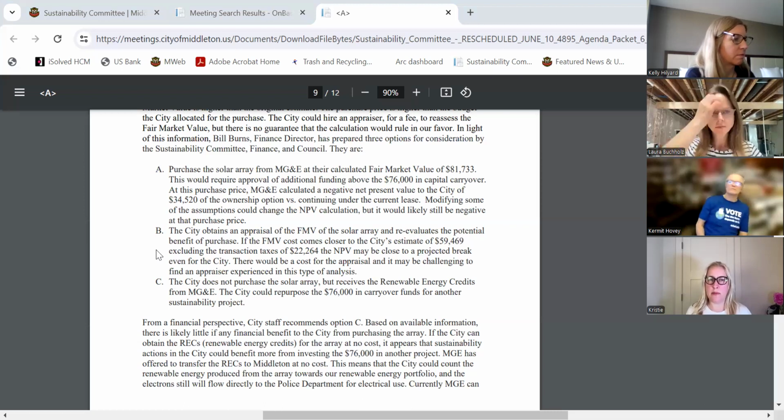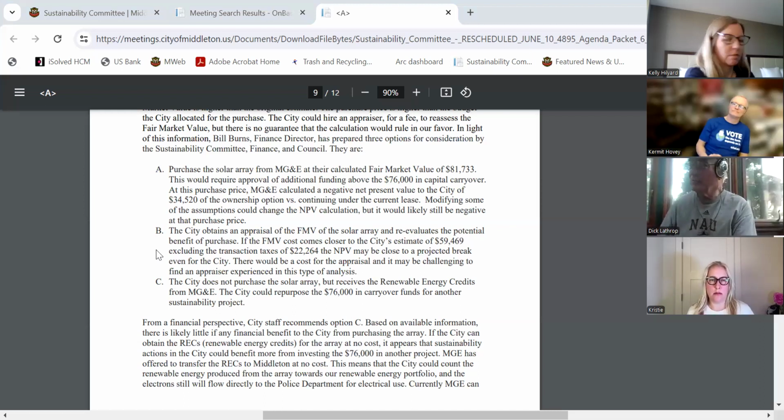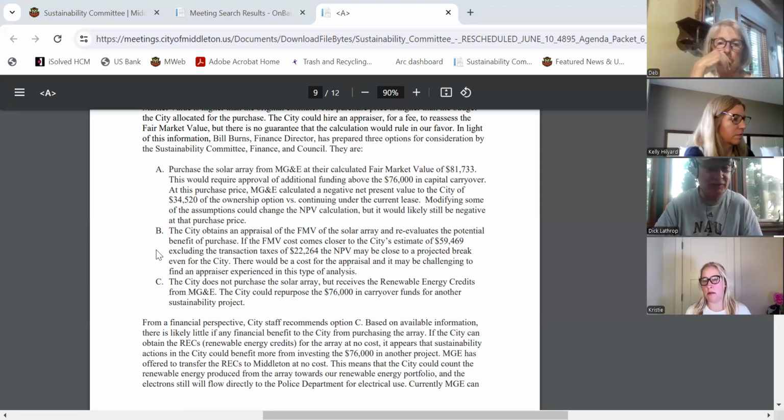Okay, Dick, anything we missed? Well, it's also implicit, I guess. We want to know how much electricity the police department building is using and how much is being generated. That's all basic facts, and we're not getting that information. It's part of the payback, but we want to see this information. So it's basic information on the system to help us make these decisions.